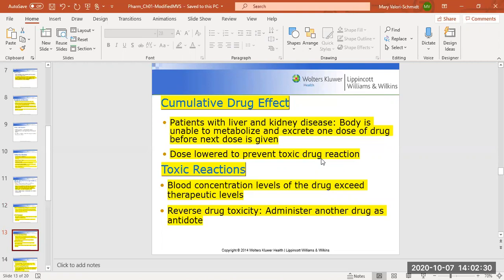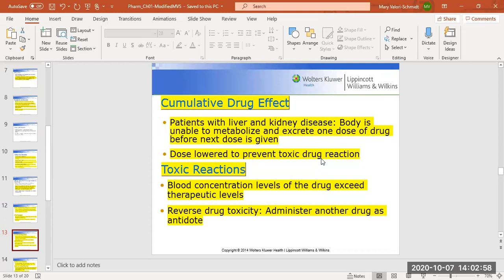And then toxicity or toxic drug reactions. You'll see that there's a list of medications, and I'm going to put this up on Teams, that we have to measure serum levels. In other words, how much drug is in the patient's bloodstream. And there are levels that are therapeutic. Anything higher than that is considered toxicity. And if a patient becomes toxic, well, they're going to need an antidote.